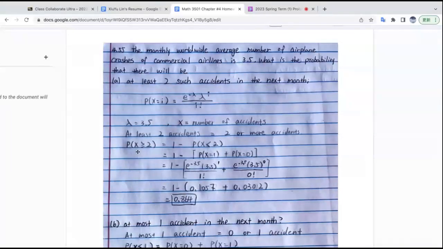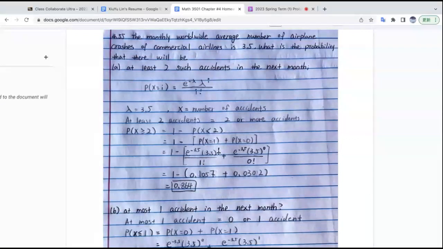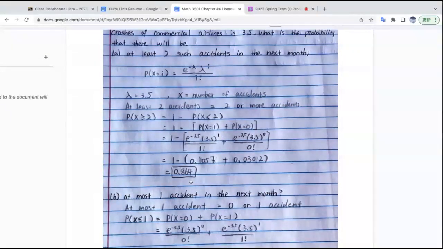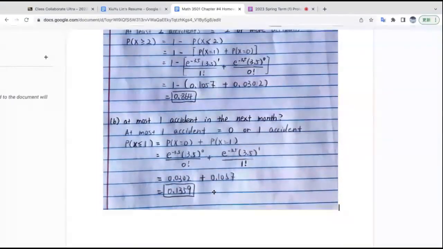So the probability of x greater than or equal to 2 is equal to 1 minus the probability of x less than 2. So x less than 2 is x equal to 1 and x equal to 0. So it's 1 minus the probability of x equal to 1 plus the probability of x equal to 0. We just plug in all the numbers into the Poisson distribution, and we will get the answer, which is 0.864.